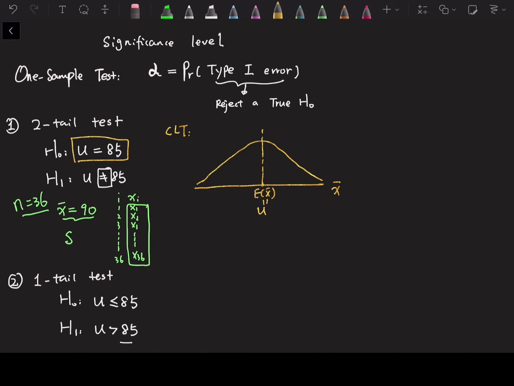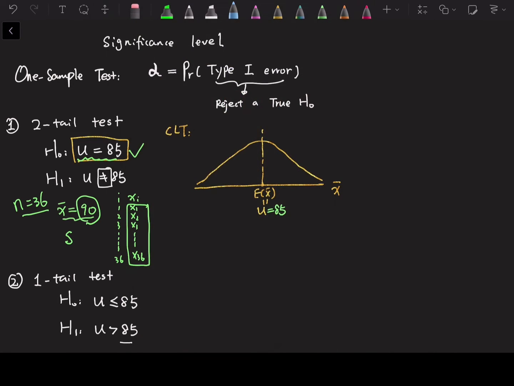We always assume the null hypothesis is true, and we look at how likely we are to observe a particular sample mean, a specific value, for example 90. So we assume the population mean is 85. We just use this hypothesized population mean 85 as our true population mean, and look at the probability that we observe the computed value x bar equals 90.